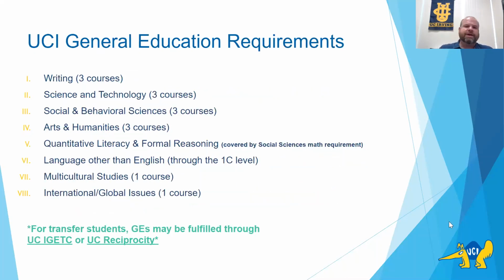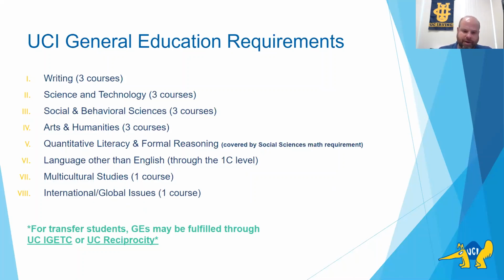All right, so UCI general education requirements. So again, the general education requirements are something that everyone has to meet. So there are 8 total categories. The first one is writing, and there's 3 courses required for writing, one of those being an upper division writing class.